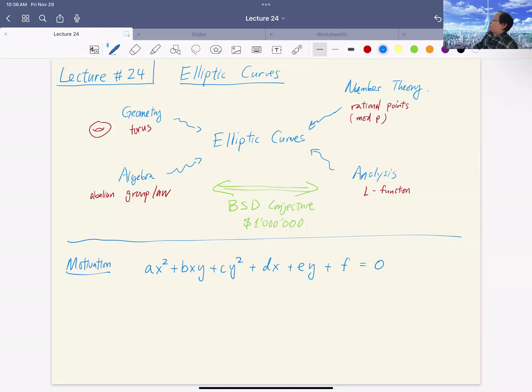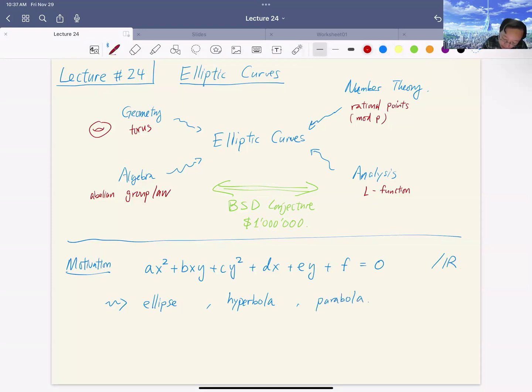And you can do some kind of change of variables. For example, you can do x minus b over 2a, the completing square thing. So you can complete the square and eliminate some of the terms. At the end, after a lot of simplification, these equations, let's say here over R, so the coefficients are real numbers, basically fall into three different classes. You either get an ellipse, or a hyperbola, and what else? You also get a parabola.